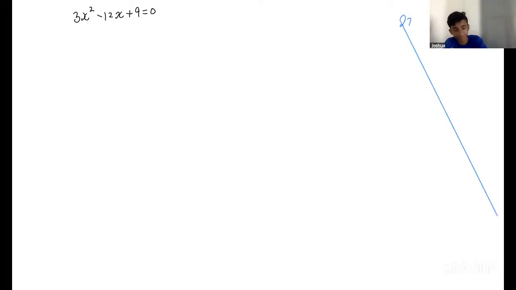Joshua, facing any problem? I'm a bit stuck on the middle term splitting. Okay, what problem are you facing? Tell me, you help me, and then we will do it. So first of all, what will you do? Tell me step by step. I think we should multiply the 3x square and the 9. Yeah, so what will you get? 27x square. Okay.